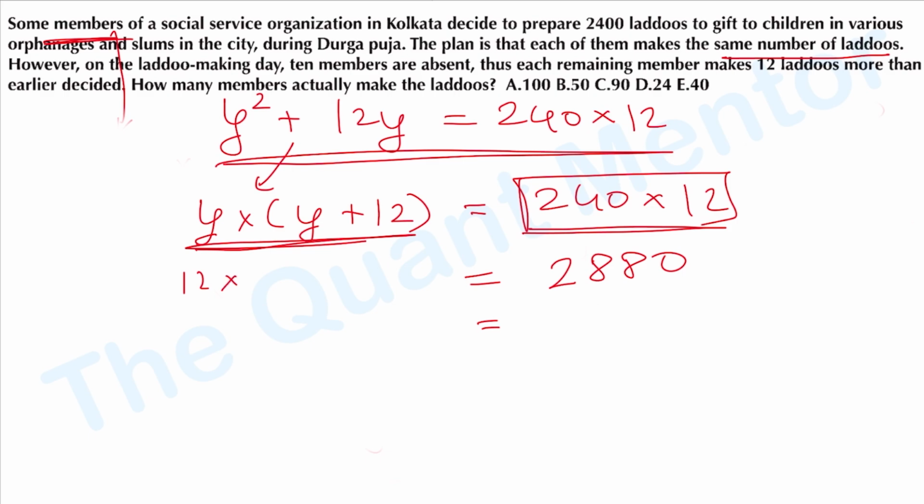12 into 12 plus 12 is 24. It will be around 300. Okay, precisely speaking, it's going to be 288, but we want 2880. So obviously it's not 12. Okay, let's try by taking higher values.